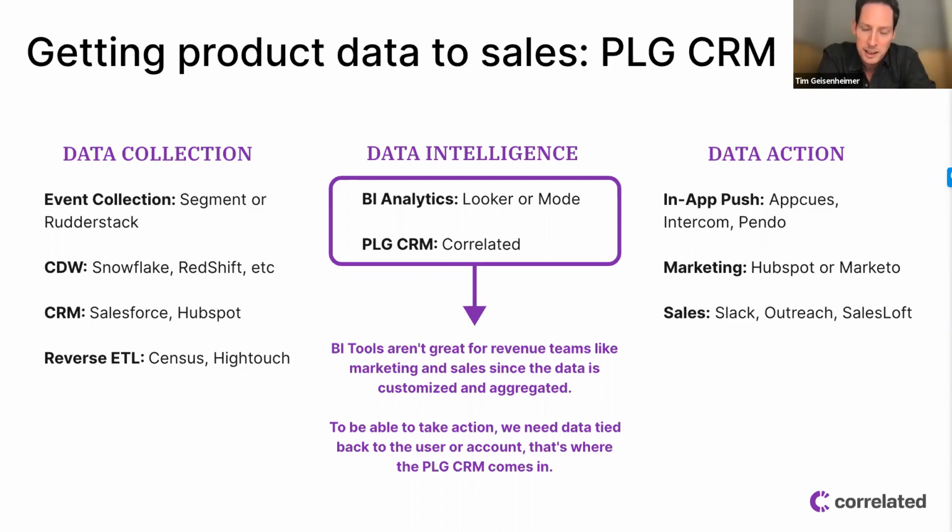In the middle, the intelligence piece, that's where we feel there's a big missing link, where right now a lot of companies that are product led will try and arm their sales team with something like a Looker or Tableau or maybe Mode. There are a few different options, and essentially it's dashboards related to what leads and accounts and contacts are doing.